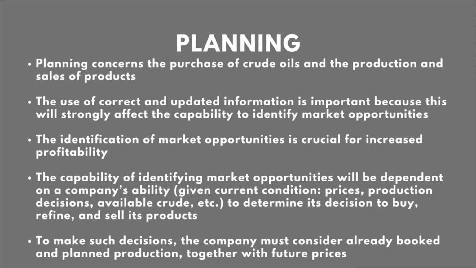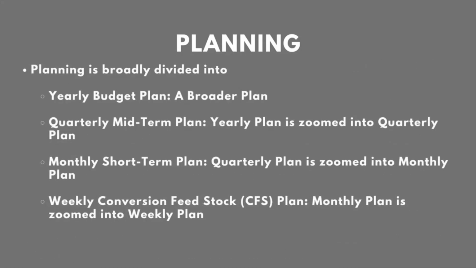And to make such planning decisions, the company must consider already booked and planned production together with future prices. Planning is broadly done at multiple levels. Some of the broad activities with respect to planning are the yearly budget plan, which is a very broad plan. The next one is the quarterly midterm plan. So here the yearly plan is divided into quarterly plans. Then comes the monthly or short term plan. So here the quarterly plan is zoomed into monthly plans, and then the weekly conversion feedstock plan, which is known as the CFS plan. Here the monthly plan is zoomed into weekly plans.